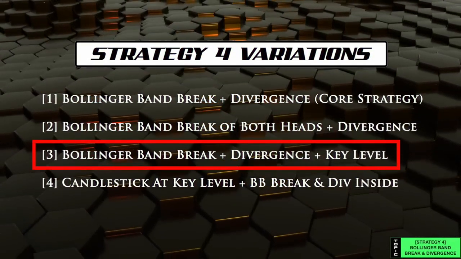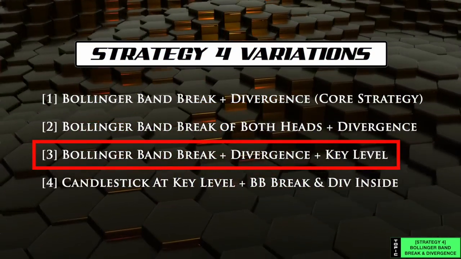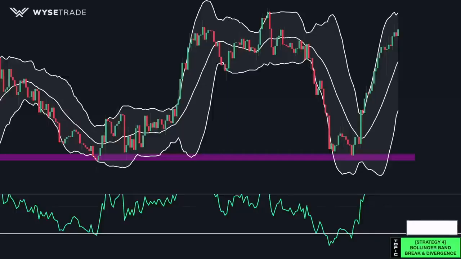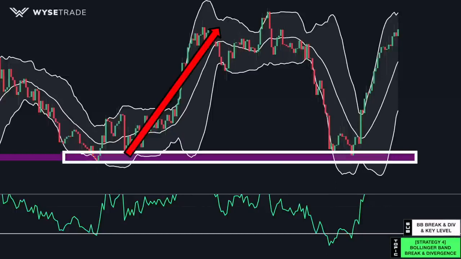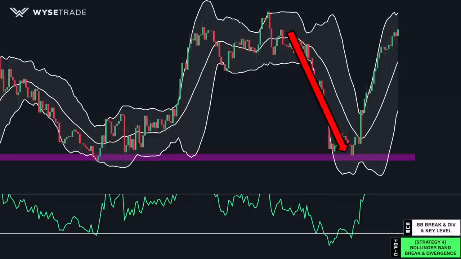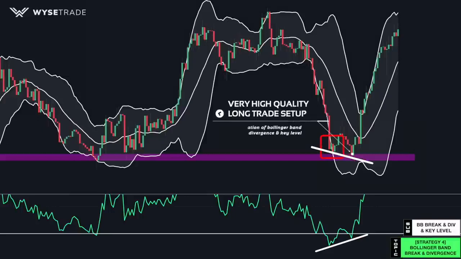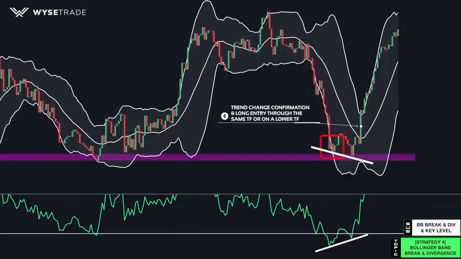Combining the Bollinger Band break and divergence setup with a key level. You have your key level of support because of this reversal point here. As price came back down, you had your band break and divergence form right at the key level, which presented a very high quality long trade setup. You would then look for an intraday trend change before using our key entry and exit strategy.